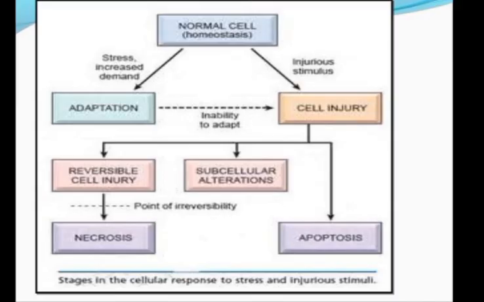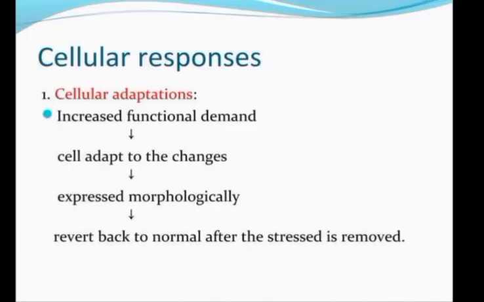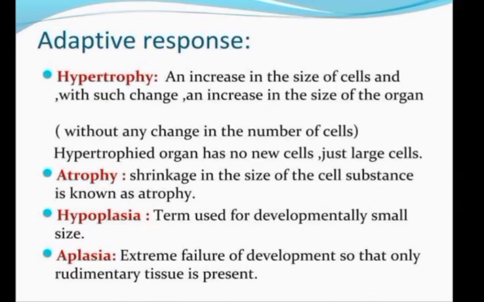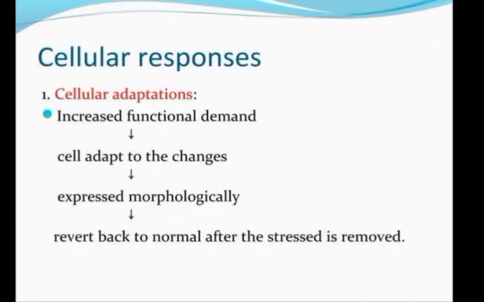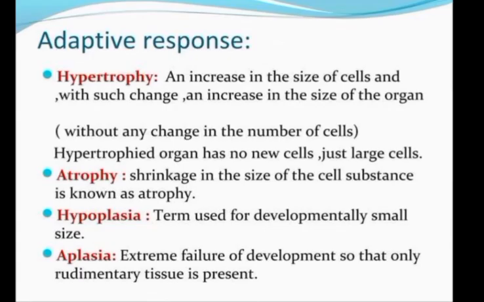Now, let's see about cellular adaptation. In cellular adaptation, increased functional demand makes the cell adapt to the changes, expressed morphologically. For example, in pregnancy the uterus will enlarge, changing its structure and functions. After the baby is born it will go back to normal. This is the normal example for cellular adaptation.